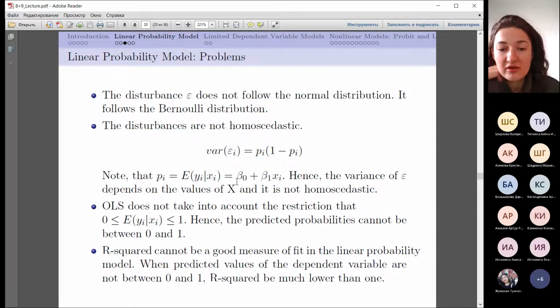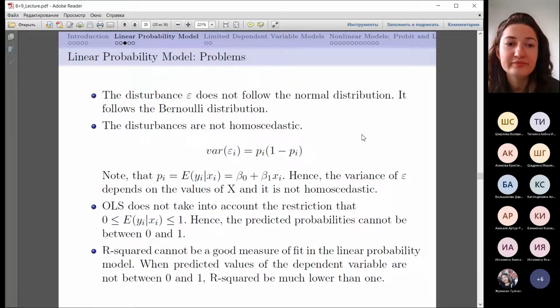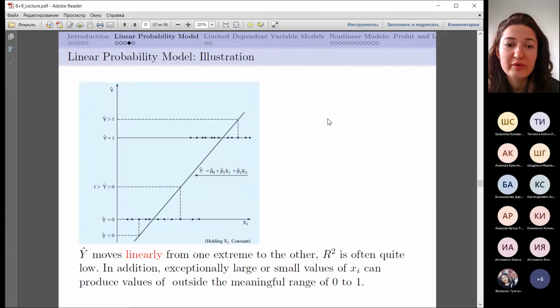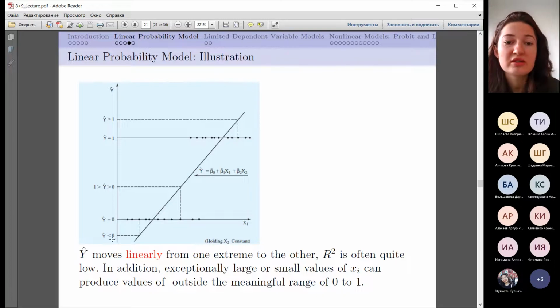Because when the predicted values of your dependent variable are not between 0 and 1, R squared must be lower than 1. Much more lower, I should say. And this will be a problem, yeah? So again, please take a look at the graph with more details. You can see here again some observed values. This is a general example, yeah? Here's your estimated regression line. And you can see how the dependent variable moves linearly from one extreme to the other.